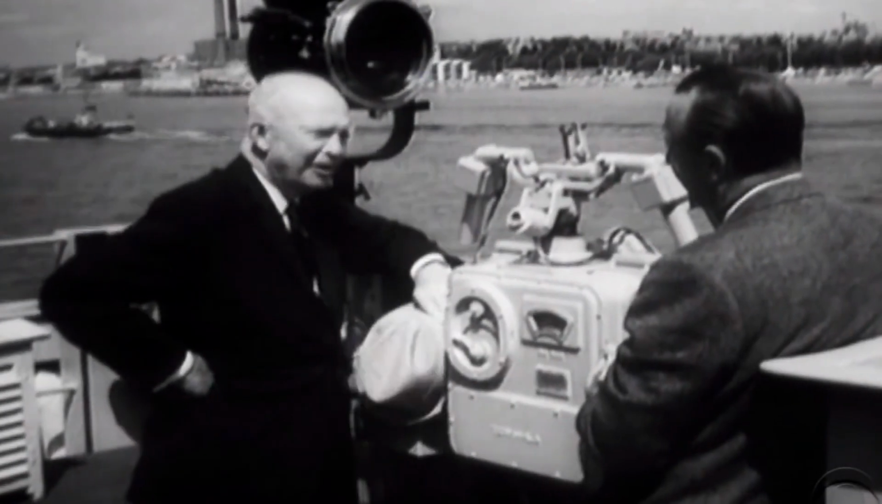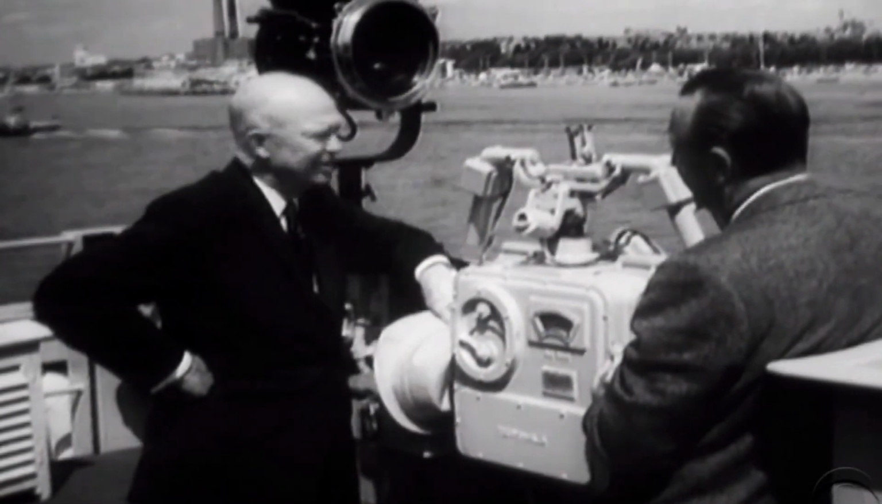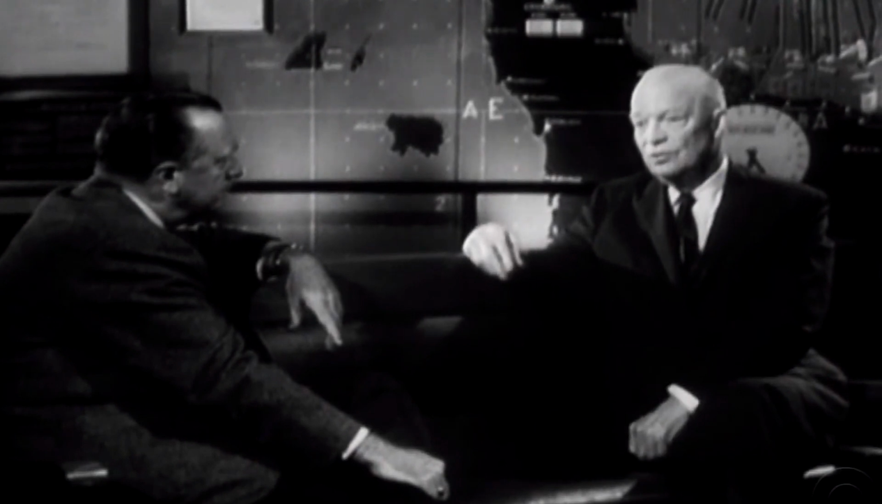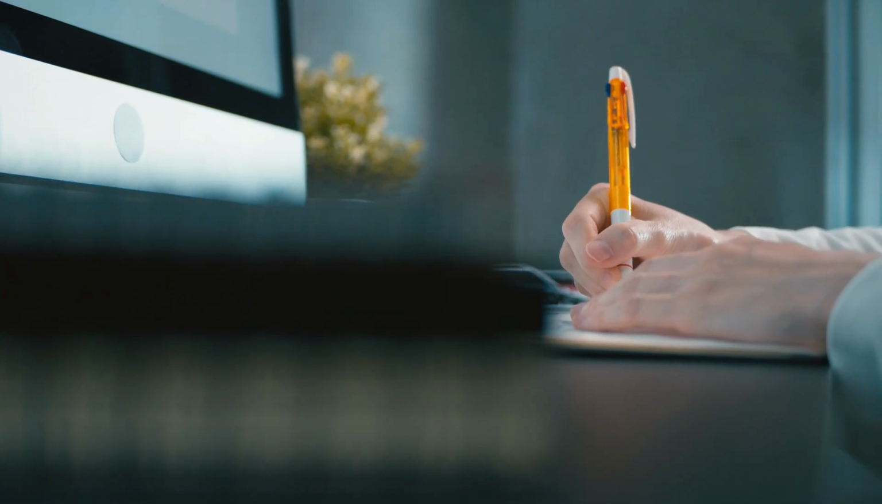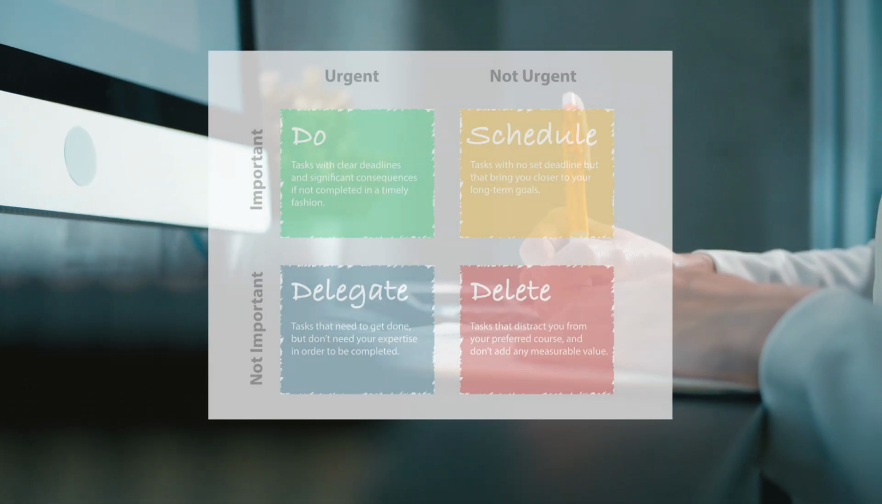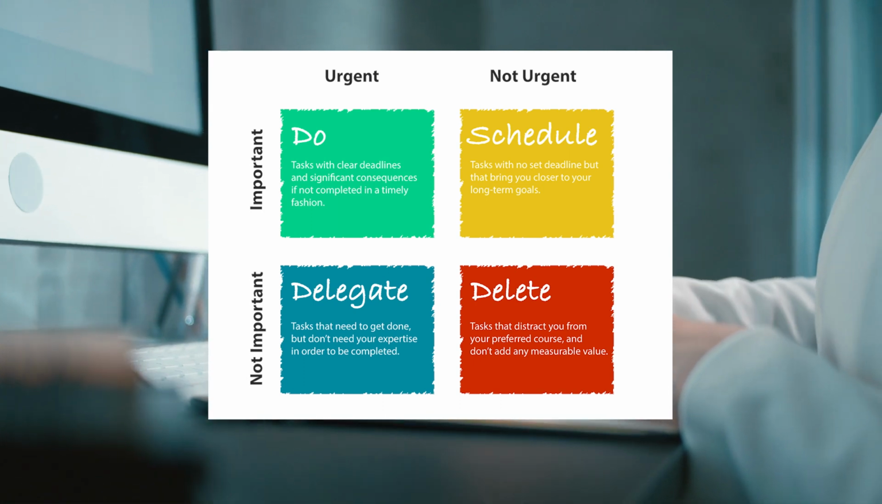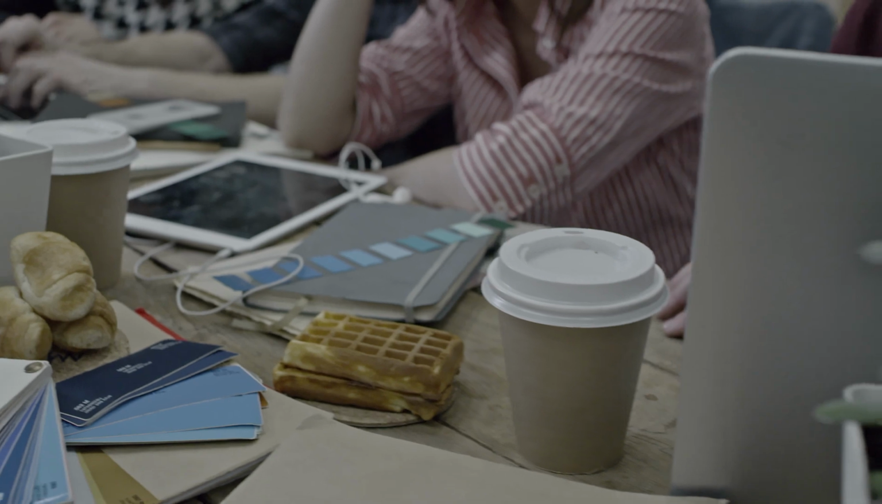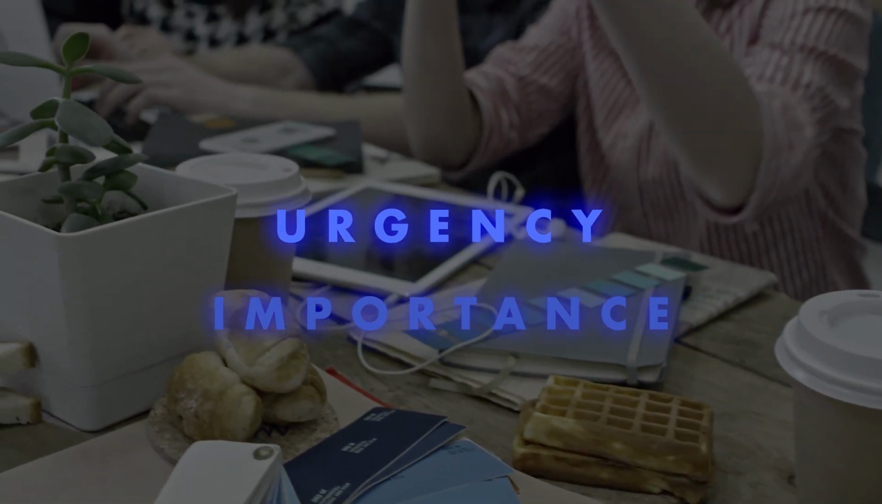General Dwight D. Eisenhower lived quite a life in his time. He was in the United States Army as a general during World War II, and he later served as President of the United States. With that in mind, I think it's safe to say that he had his priorities in check, and lucky for us, he actually had a productivity system that helped him make the most of his limited time. The system is based on two main categories, urgency and importance.